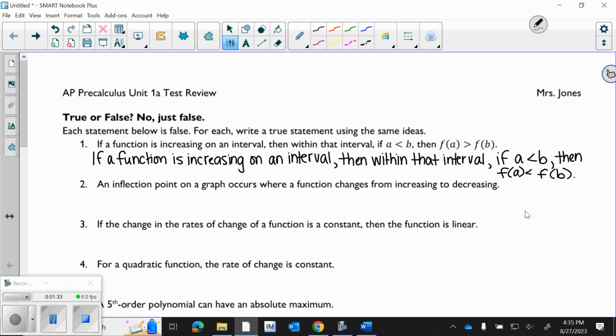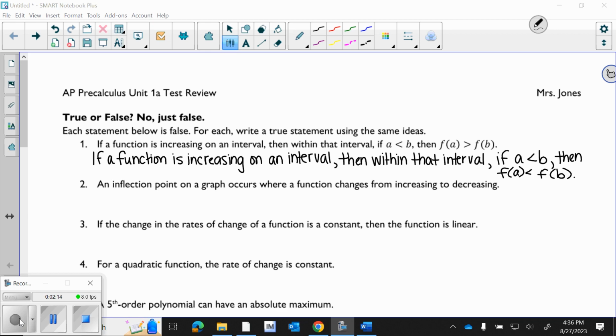All right. Number 2, an inflection point on a graph occurs where a function changes from increasing to decreasing. So there's actually 2 ways that you could have rewritten this. You could have chosen to change the word inflection point. If you think about what actually occurs when a function changes from increasing to decreasing, you should have said that it would be one of our extrema. Most specifically, it would be a maximum. So a maximum point on a graph occurs where a function changes from increasing to decreasing. That's one way you could have done it.